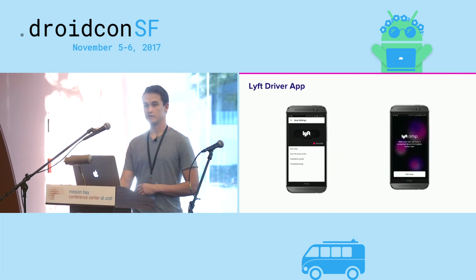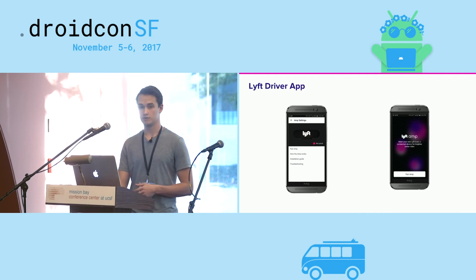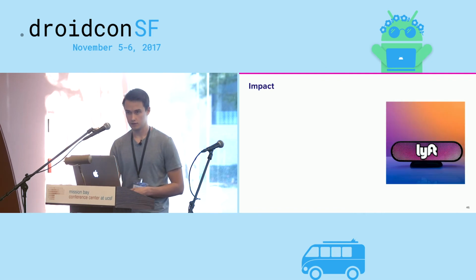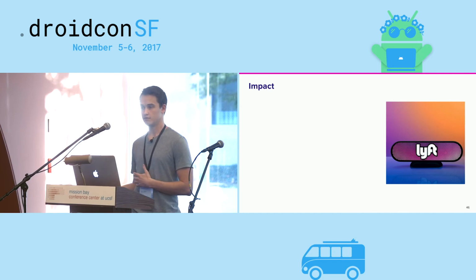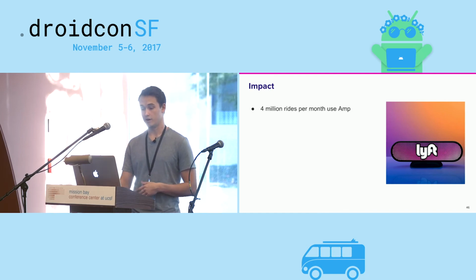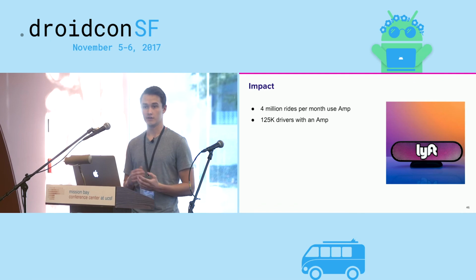And now you can see we've finished part two of our product requirements, which is building this in-app experience. I built the AMP, or worked on this project, about a year ago, I'd say. Since then, it's now owned by another team at Lyft called Brand Experience, and they were kind enough to give me some numbers of what the impact of it has been so far. We have about 4 million rides per month that use AMP, which is pretty exciting. We also have about 125,000 drivers that own an AMP.